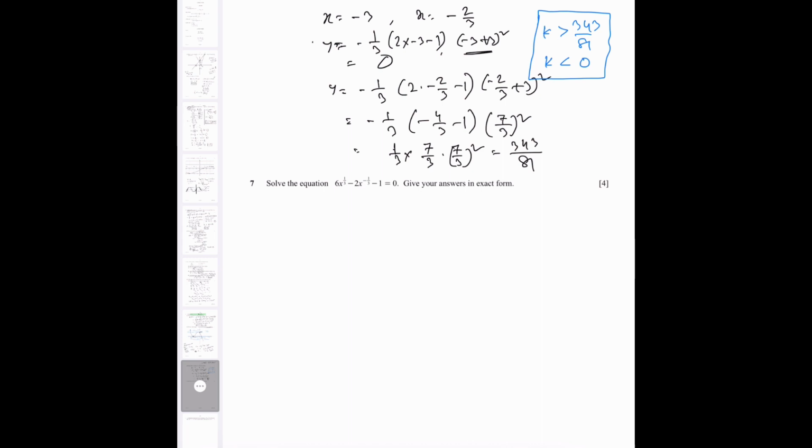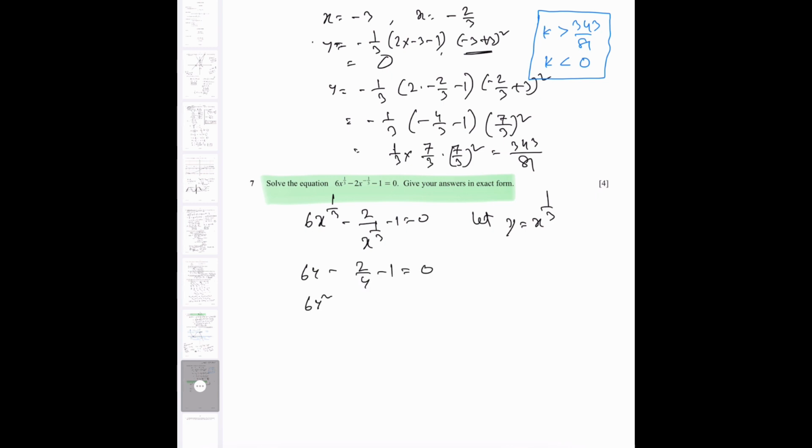Question 7. 6x to the power 1 by 3 minus 2x to the power minus 1 by 3 minus 1 equals 0. Give your answer in exact form. Okay, let me rewrite it again. Let y equal x to the power 1 by 3, so 6y minus 2 by y minus 1 equals 0, 6y square minus 2 minus y equals 0, 6y square minus y minus 2 equals 0.